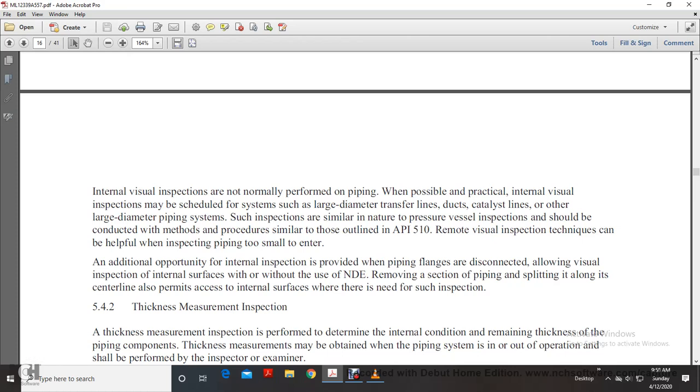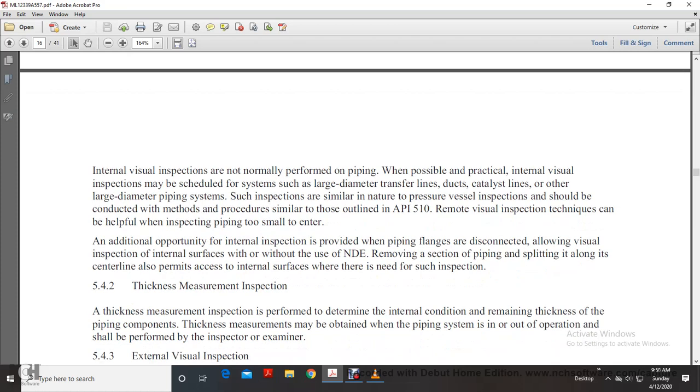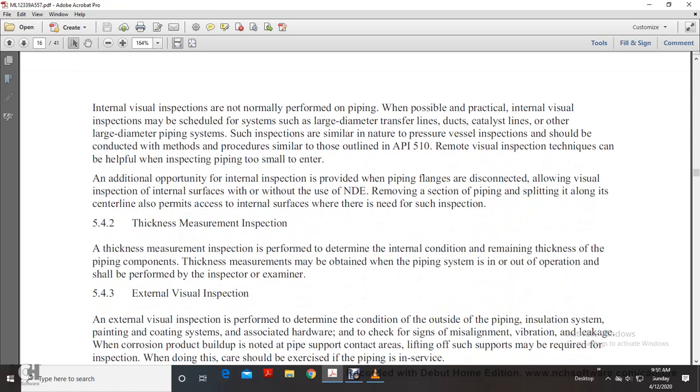Remote visual inspection techniques can be helpful in inspecting pipelines too small to enter. An additional opportunity for internal inspection is provided by disconnecting pipe flanges, allowing visual inspection of internal surfaces with or without non-destructive examination. Removing a section of piping or splitting along the external lining permits access to internal surfaces where there is a need for such inspection.